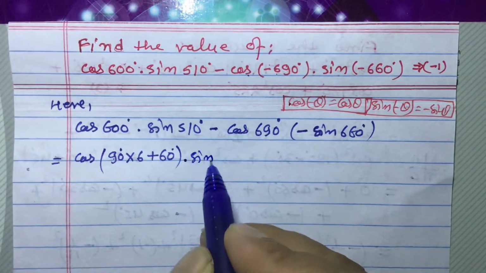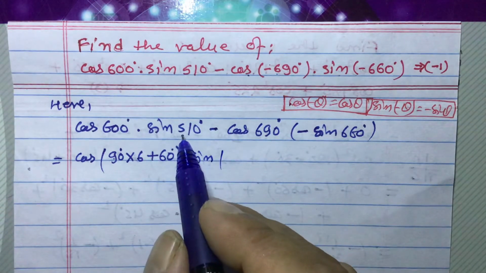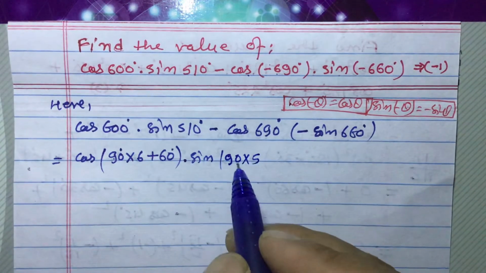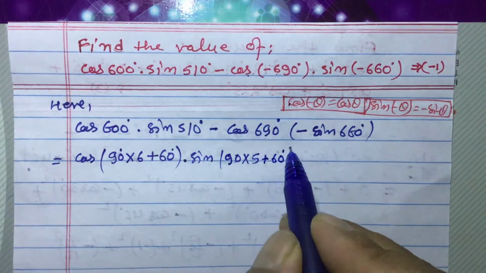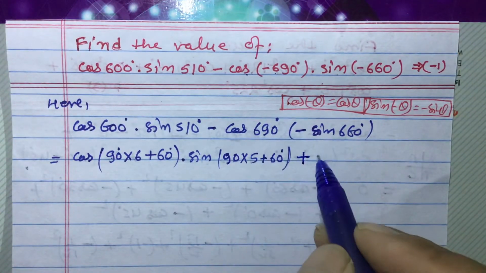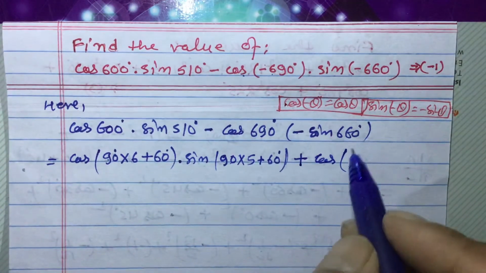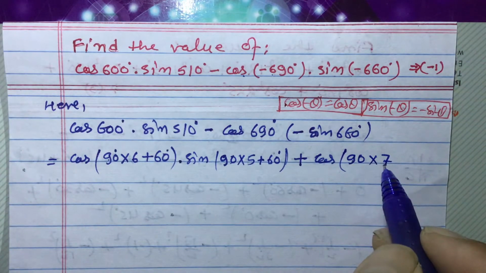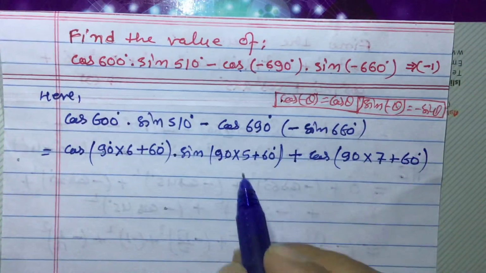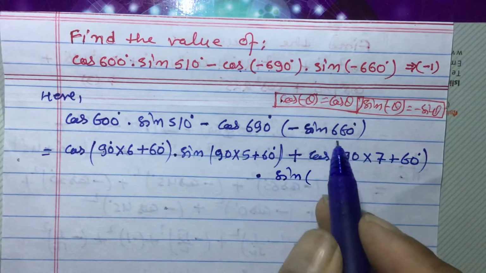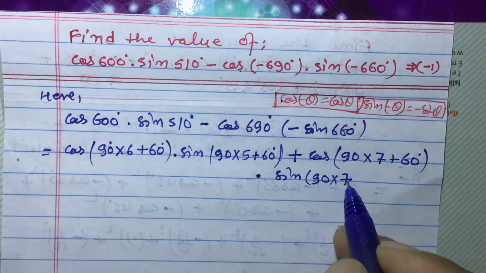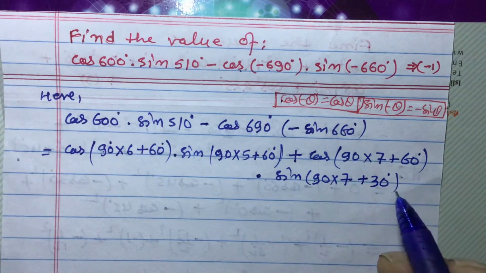Times sine 510 now. For 510, 90 will multiply. 9 5s are 45, 450. So like this, 90 times 5 we can do. 450 plus 60 will be equal to 510. Similarly, this minus and this minus will be multiplied. This minus times this minus will be plus here. Now break this also. Cos, now 690 we will break. 690 means 90 times 7, because 9 7s are 63, that is 630. 630 plus 60 will be equal to 690 degree. And again, sine as it is. Now 660 can be broken as 90 times 7, 630 plus 30 degree, which will be equal to 660 degree. We can break like this.